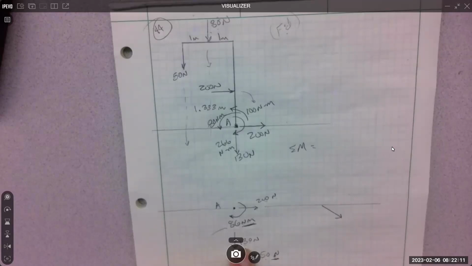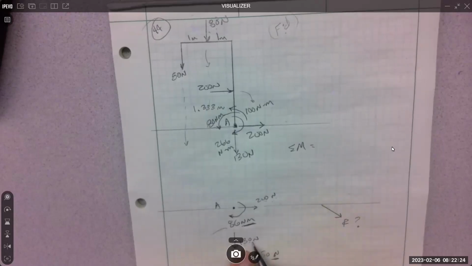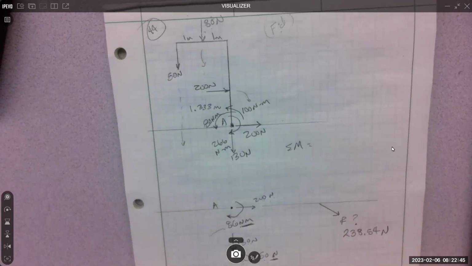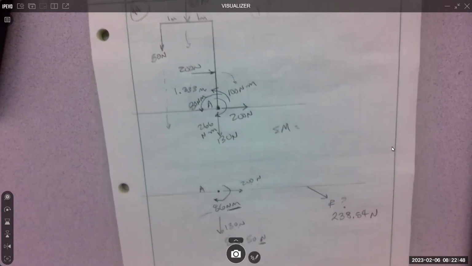Okay. So then how do we get R? Pythagorean theorem between what two numbers? The X and the Y force, which is the 200 and the 130. 200 squared, 130 squared, add them together, take the square root, 238.54 newtons, because that is the resultant, right?